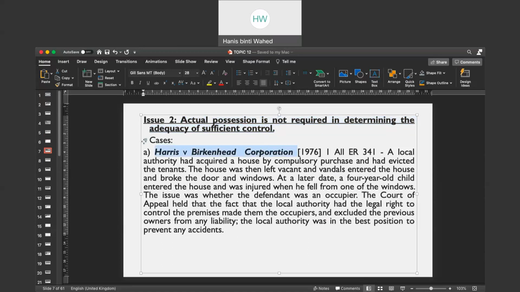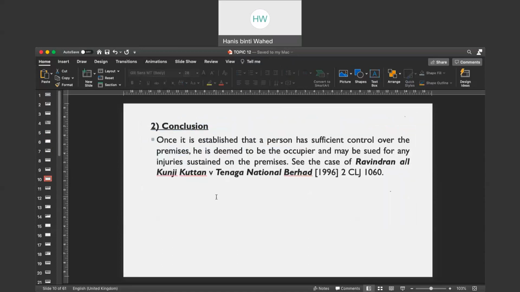Okay, alright. So, from this discussion, we can say that there will be no problem if the owner of the premise is in what we call physical occupation of the premise. Okay, no problem. So it's easy to determine who is the occupier in this situation. But the problem to determine the occupier might arise if the person other than the owner occupies the premise. Okay, occupy the premise or be at the premise.